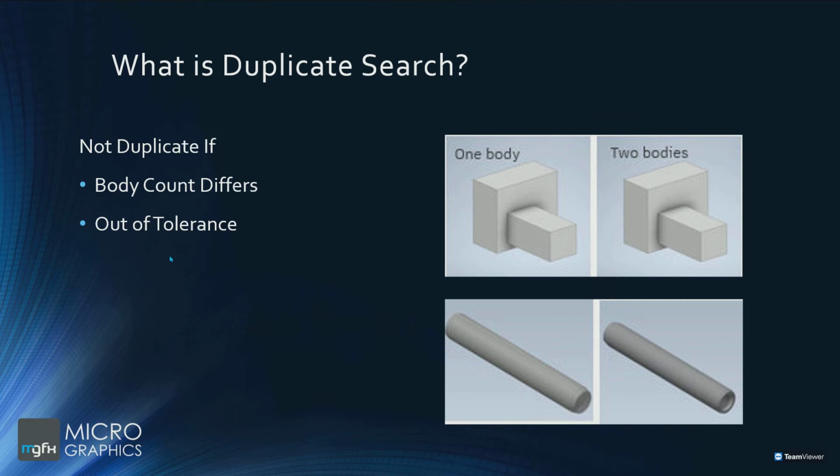And then on the bottom right-hand side there, those two files look very similar. However, the one cylinder has a slightly larger diameter than the other, and that takes it out of that tolerance that I spoke about earlier. And so that is outside of that tolerance for the duplicate search. So those are basically the two criteria that would disqualify files from being duplicates, even if the geometry was very close or identical, but the body count differs.